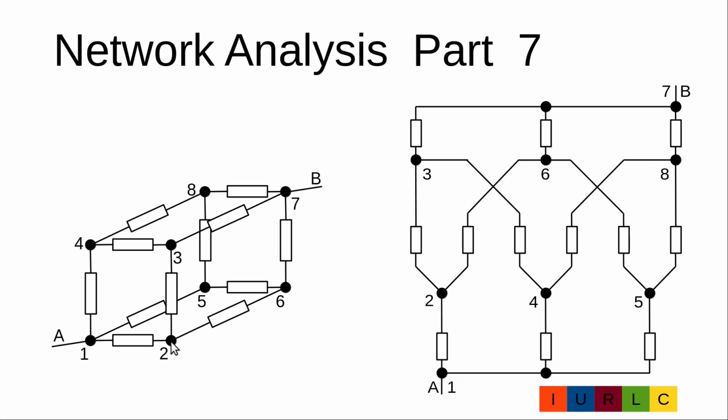From node 2 we have a resistor to node 3 and to node 6. From node 4 we have a resistor to node 3 and to node 8. And from node 5 we have a resistor to node 6 and to node 8. So the two circuits are equal.